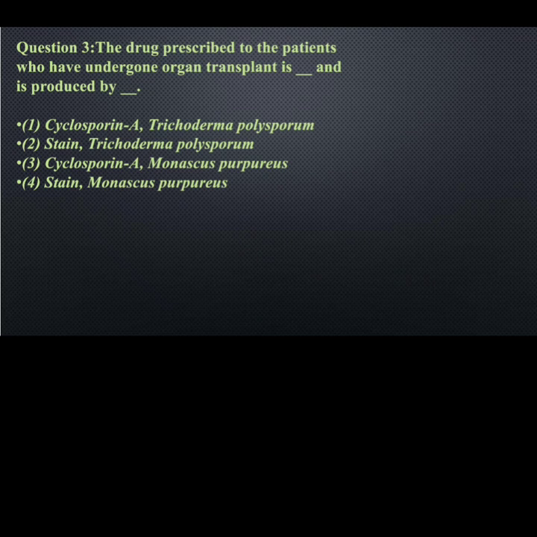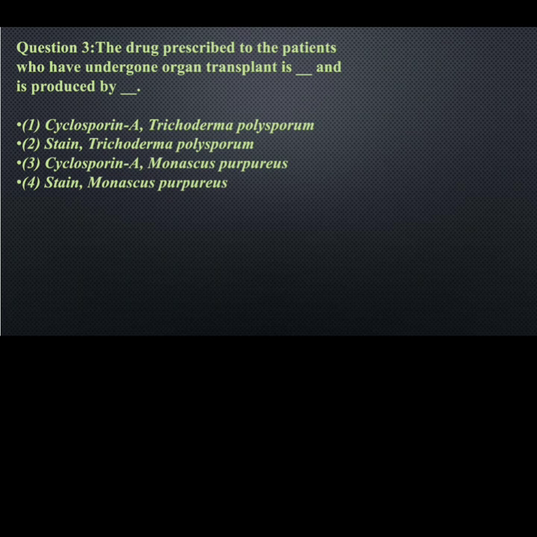Third one, the drug prescribed to the patients who have undergone organ transplant is dash and is produced by dash. Options: cyclosporin A, Trichoderma polysporum; stain, Monascus purpureus. Here, cyclosporin A is a well-known immunosuppressant derived from the fungus Trichoderma polysporum. This is a correct option.